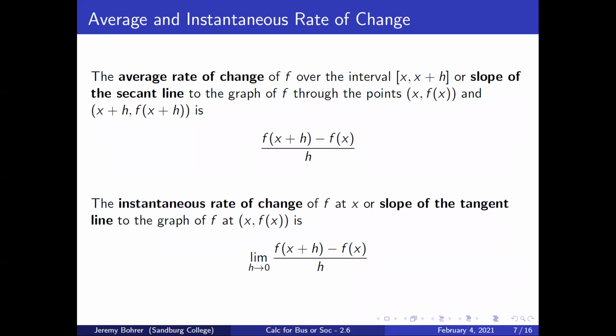The average rate of change of f over the interval x to x plus h, or slope of the secant line to the graph of f through the points (x, f(x)) and (x plus h, f(x plus h)), is f(x plus h) minus f(x) over h. The instantaneous rate of change of f at x, or slope of the tangent line to the graph of f at x, is the limit as h approaches 0 of f(x plus h) minus f(x) over h.